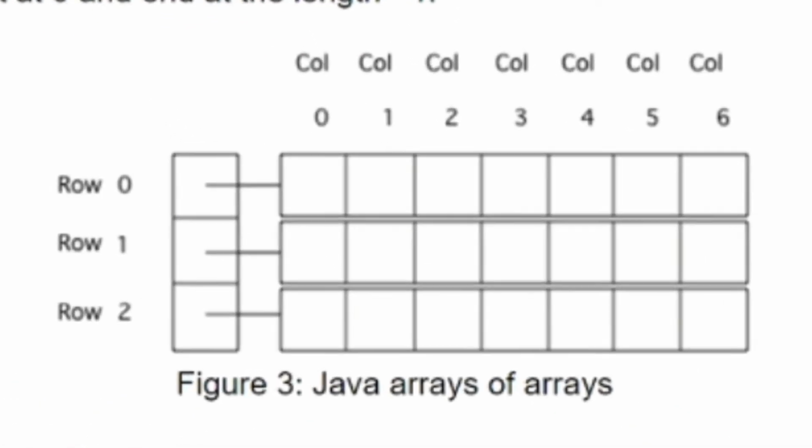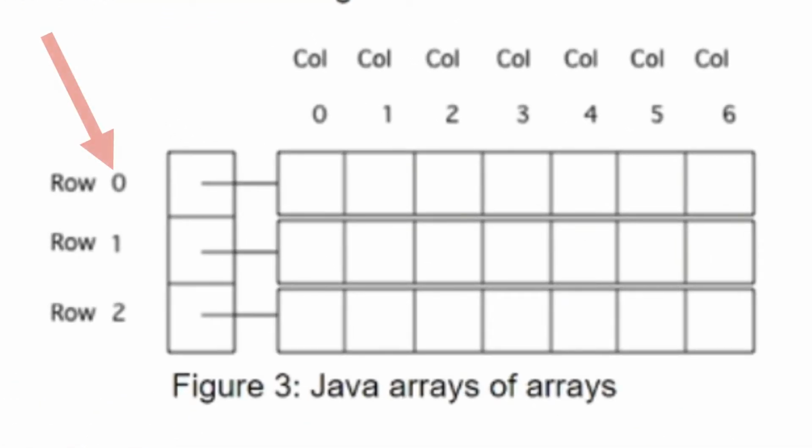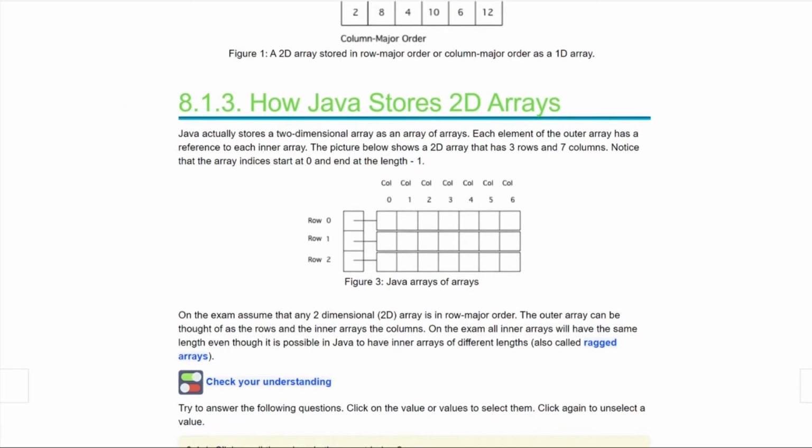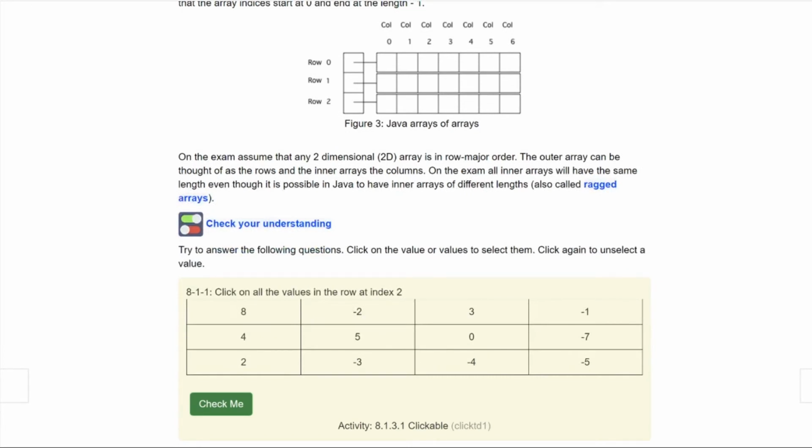In here, you can see we have row 0, row 1, row 2, and then we have our column indexes here, 0, 1, 2, 3, 4, 5, 6. So again, kids, remember row and then column. On the exam, assume that any two-dimensional array is in row major order. The outer array can be thought of as the rows and the inner arrays as the columns.